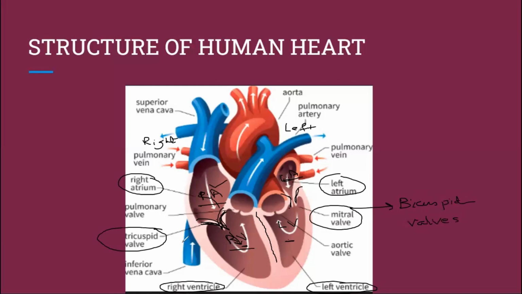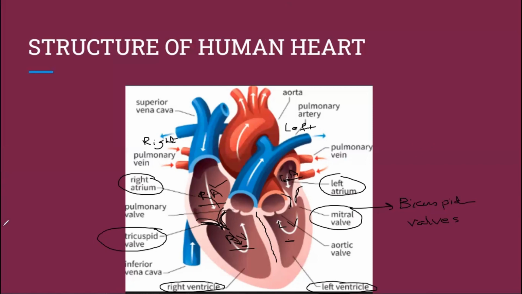So these are the two types, but there are other valves also in our heart, which we will discuss when I explain the blood circulation. So now we will just see the valves which are there in the atrium and ventricles.